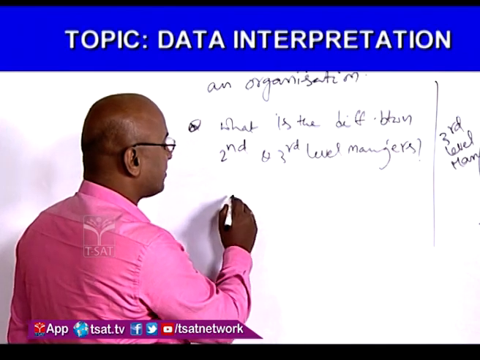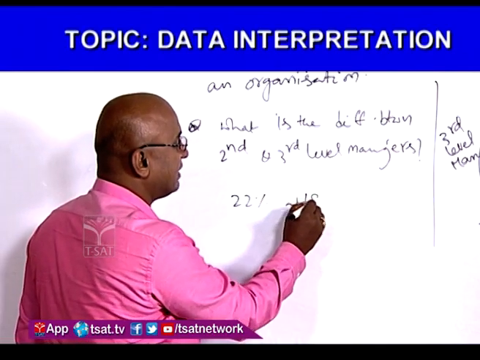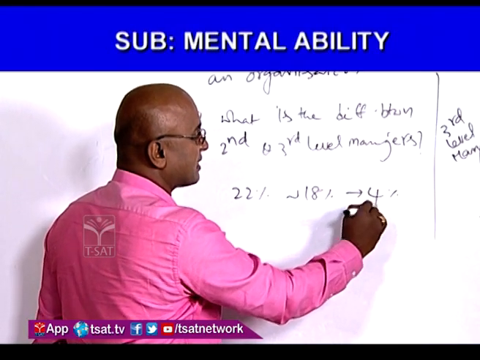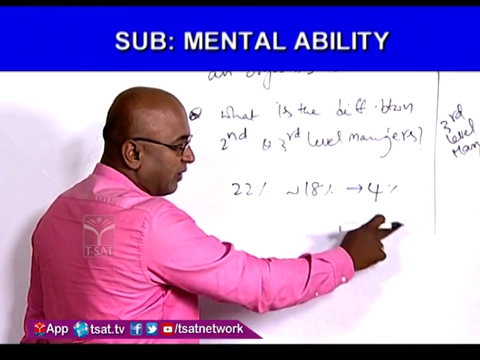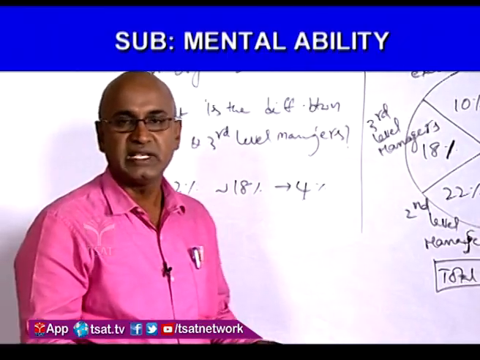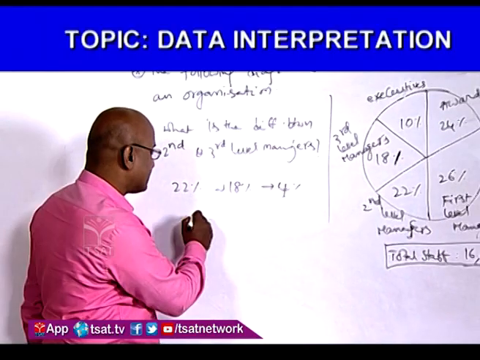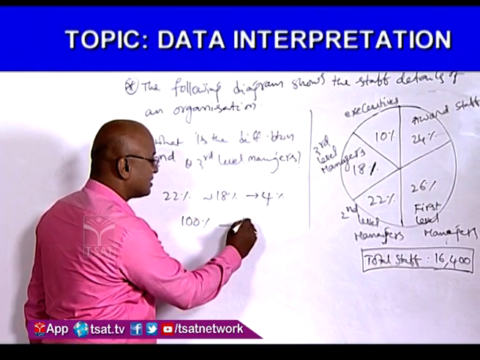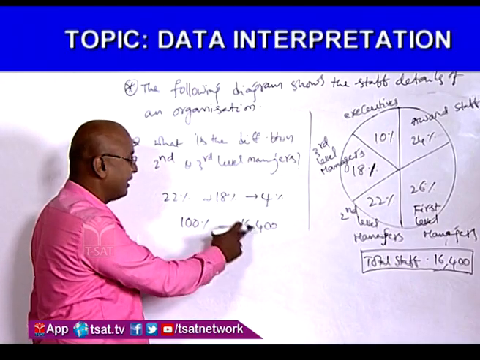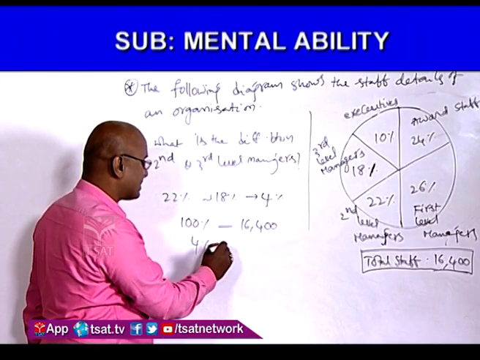So the difference is 22% minus 18%, that is equal to 4%. So what is the difference? 4%. And if 100% is 16,400, the total employees of the organization is always 100%. That 100% is given as 16,400. If 100% is 16,400, then what is the value of 4%?